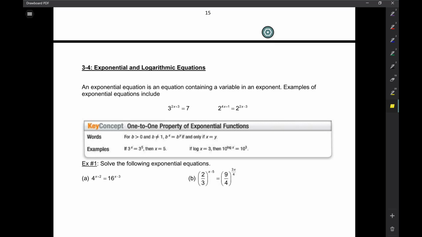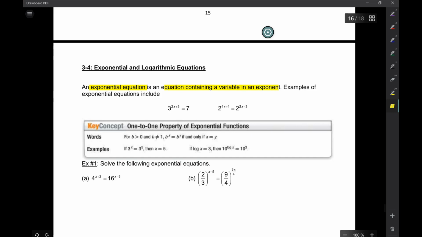Exponential and logarithmic equations now. We've talked about the basics, their properties. Now we have to talk about how to solve equations with them. All right? It's no surprise, an exponential equation is an equation containing a variable in the exponent.